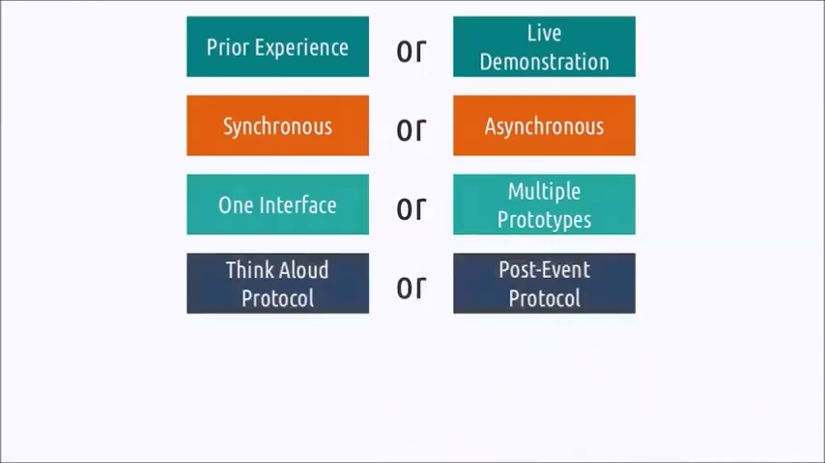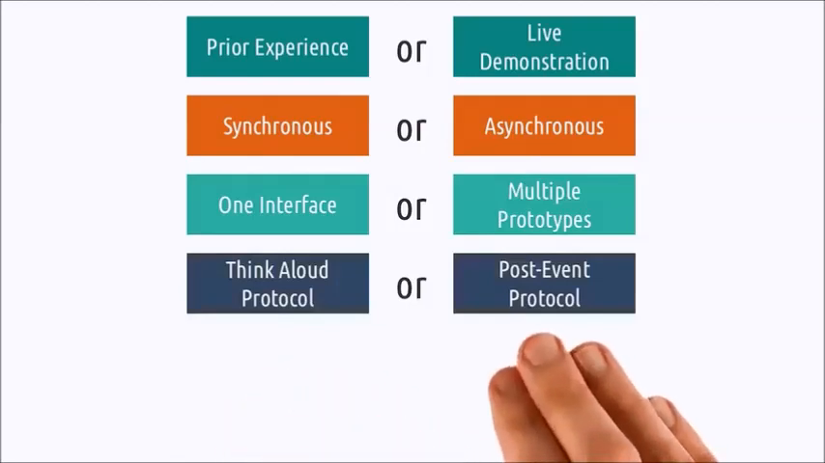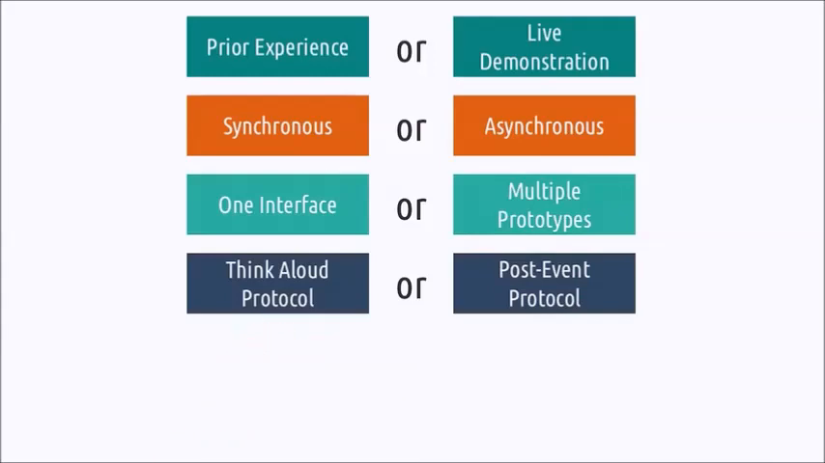Fourth, when do you want to get feedback from the user? There are two main protocols for doing this. There's a think aloud protocol and a post-event protocol. In a think aloud protocol, you ask the user to actually think out loud while they're using your interface or prototype. You ask them to explain what they're seeing and explain how they interpret it and explain what they think the outcome of their actions will be. In a post-event protocol, you have the user go through some session using the interface or testing out the prototype, and then only giving you thoughts at the end.